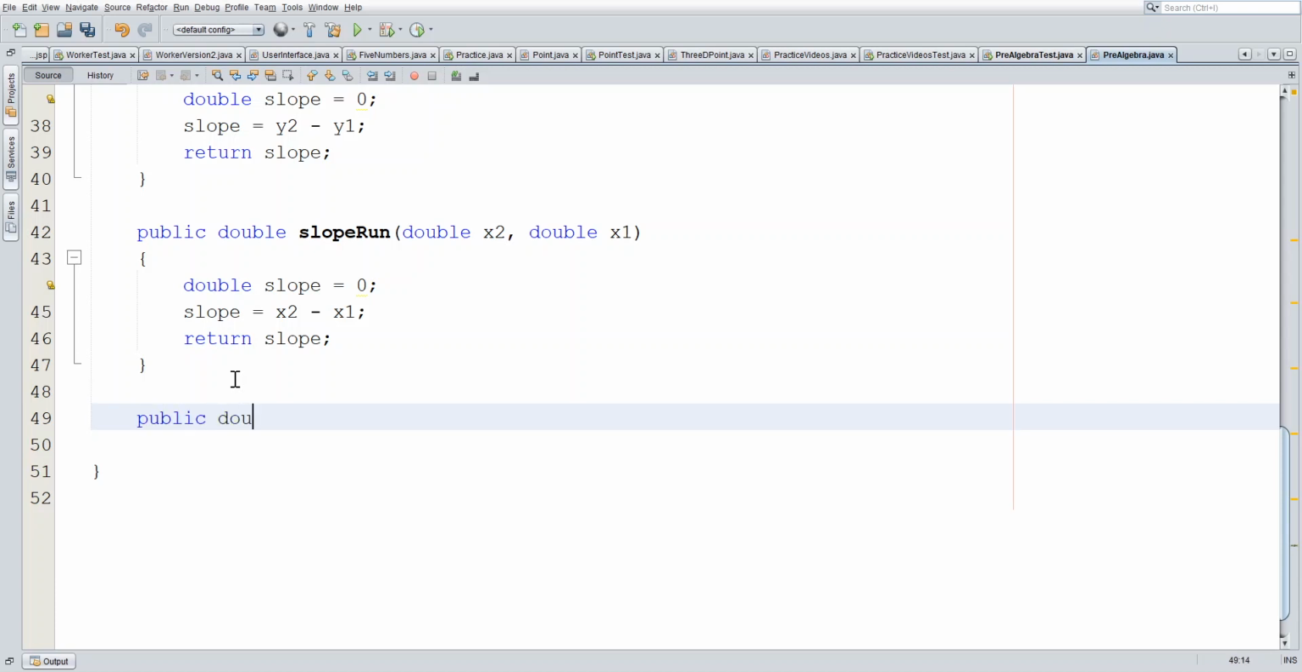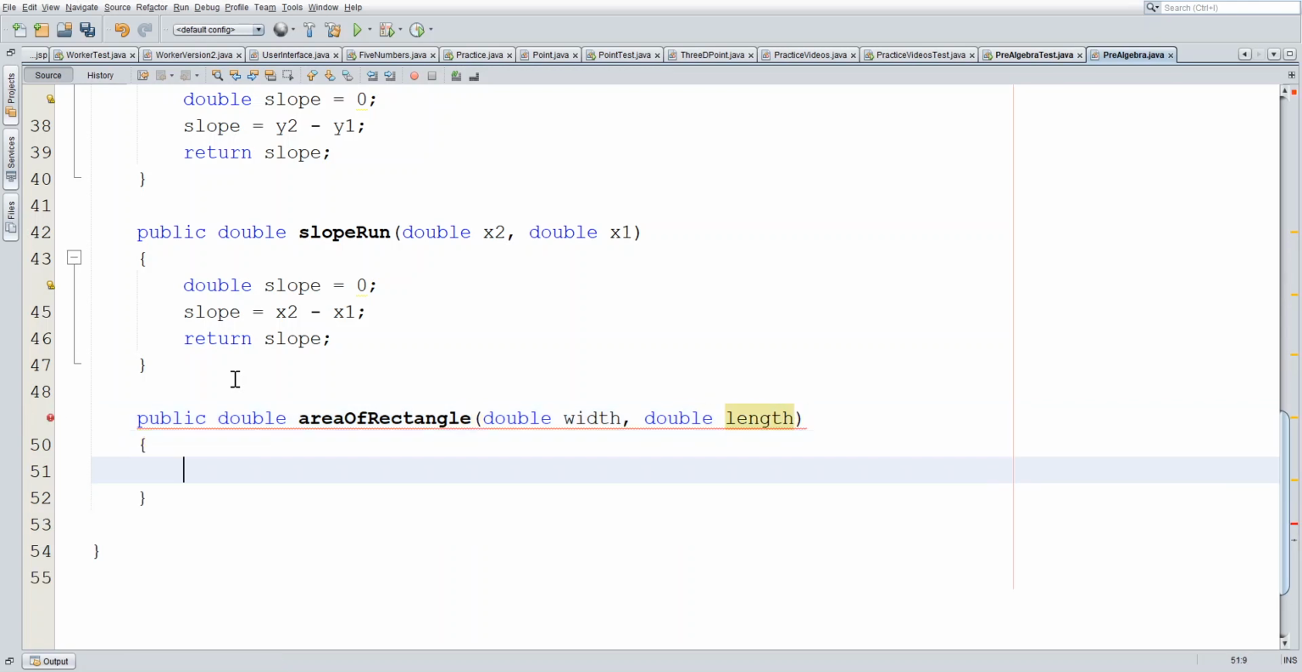So the first one I wanted to start off with is public double area of rectangle. And into this we're going to take two parameters, one of width and the other of length. So I'm going to go ahead and make the body for these. The first thing we need is a place to store the area, right? So let's do double area. Let's initialize it to 0.